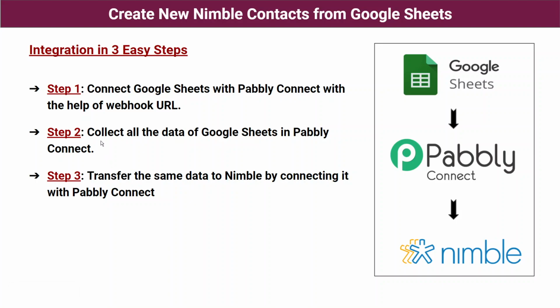The second step is collect all the data of Google Sheets in Pabbly Connect. This means whenever I mention any details in Google Sheets, that data will be automatically captured by Pabbly Connect. And in the third step, transfer the same data to Nimble by connecting it with Pabbly Connect. After that, we have to connect Pabbly Connect with Nimble. And after that, Pabbly Connect will transfer the same data which was captured from Google Sheets to Nimble. In simple words, first we have to connect Google Sheets with Pabbly and then we have to connect Pabbly Connect with Nimble. Let me show you how on my screen.